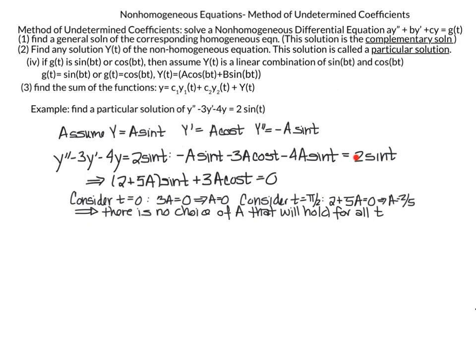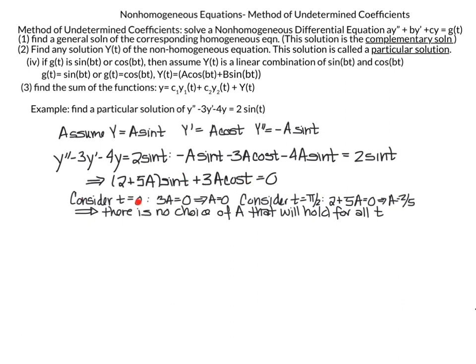Now when I solve this equation, I can combine my sine of t terms, so I have a 2 sine of t. I move this over, and I move this over, and I get another 5A sine of t. And then when I move this over, I get plus 3A cosine of t, and that should equal 0. So the value of A should work for anything I plug in for t.